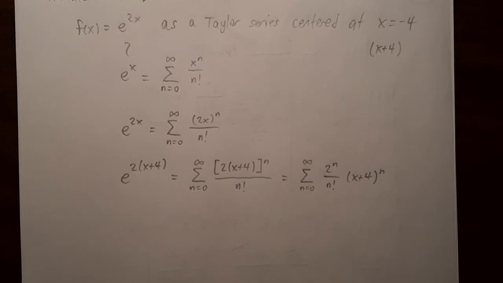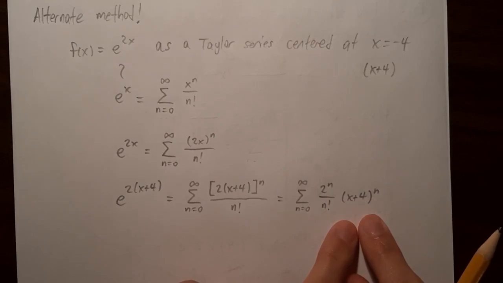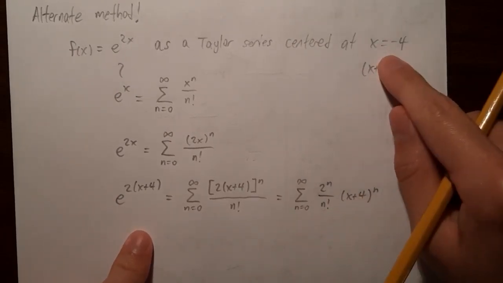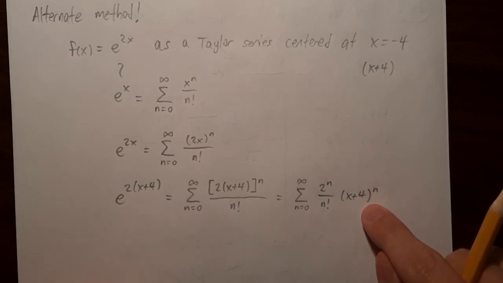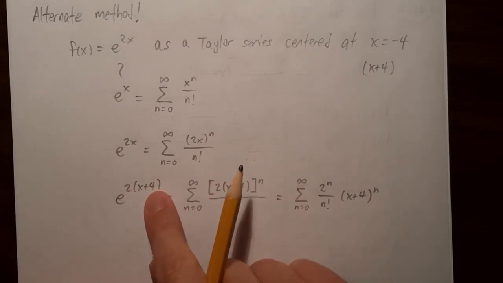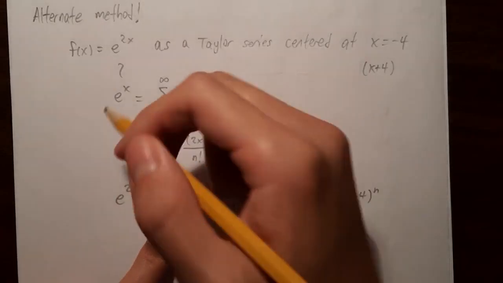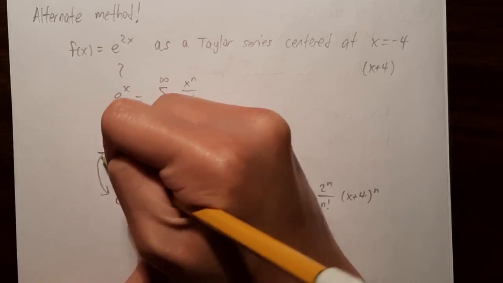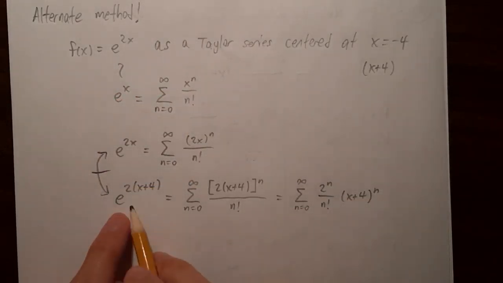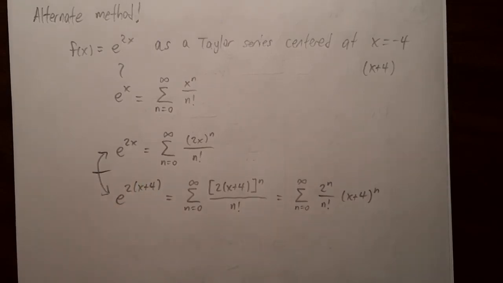Although, as you might have noticed, I'm kind of cheating a little bit because this series definitely satisfies this condition. It's centered at x equals -4, and this equation is valid. It equals e to the 2 times x plus 4. But this is a different function than the one that I started with. I changed the function. So this is a series expansion for this function, e to the 2 times x plus 4, but it's not for the one that I originally wanted.